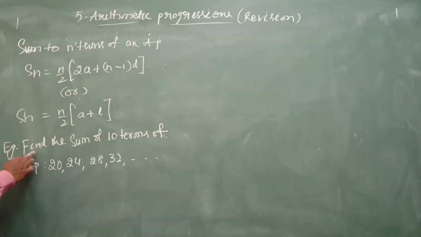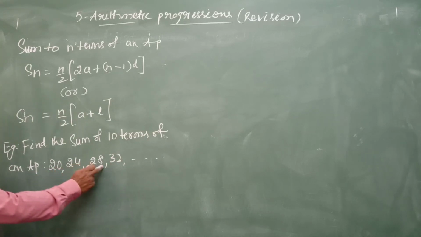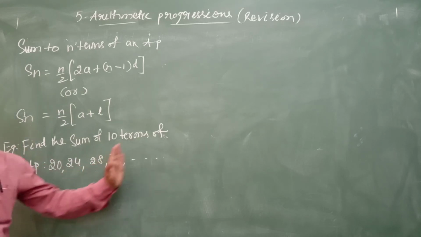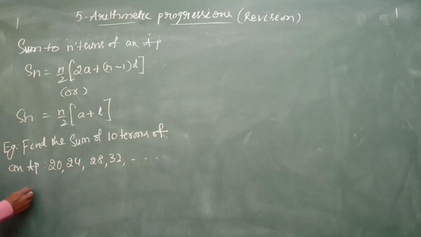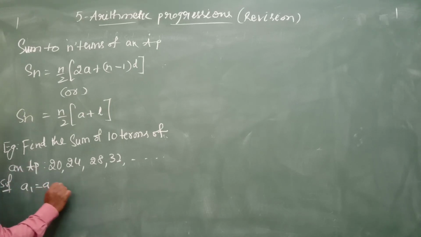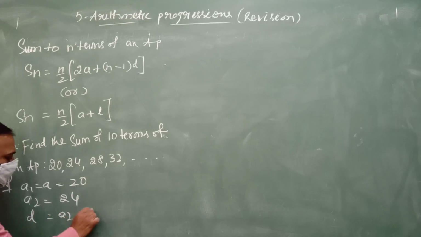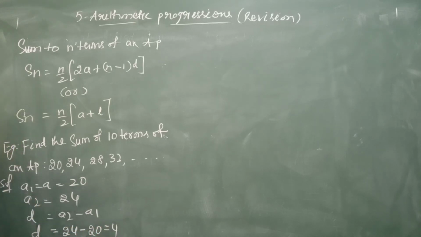Now let us see the example. Find the sum of 10 terms of an AP 20, 24, 28, 32 and so on. So this is an AP. The sum of 10 terms of the series you have to find out. So first, A1 or a is equal to 20. Then A2 is equal to 24. How to obtain the difference? D is equal to A2 minus A1, which is 24 minus 20, equal to 4. So the common difference is 4.